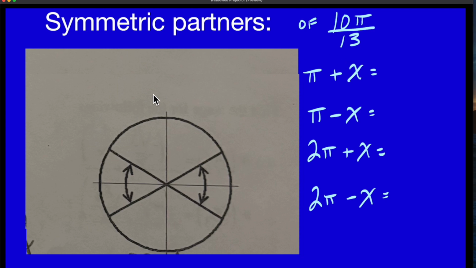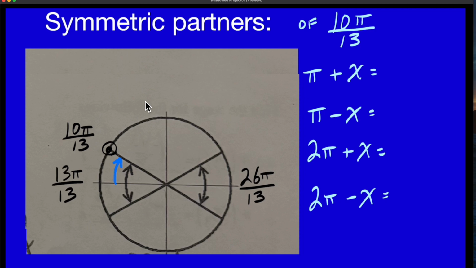So here we are. We're in the world of 13s. So instead of writing this as pi over here, I'm going to use 13 pi over 13. And instead of writing 2 pi, I'm going to write 26 pi over 13 over here. 10 pi over 13 is going to put us about right here. That is what they want us to find the symmetric partners of. That is not the x. Folks, this is the x in blue, the shortest distance between the plotted point and the x-axis.